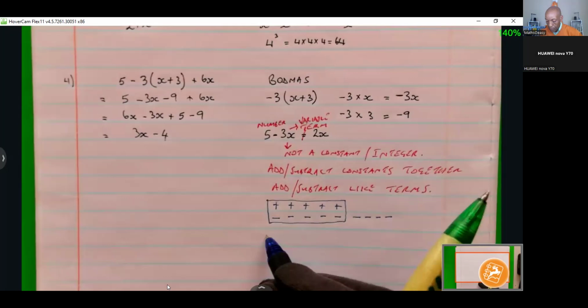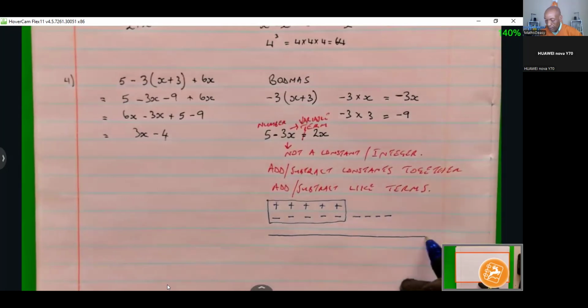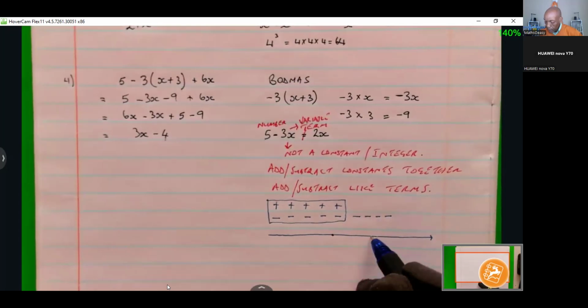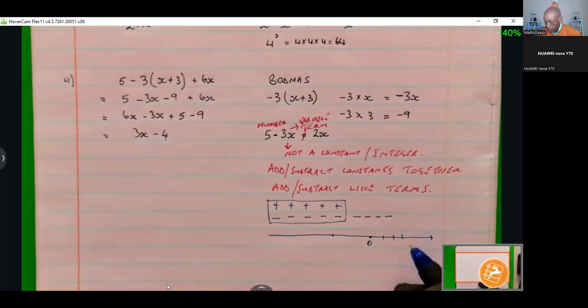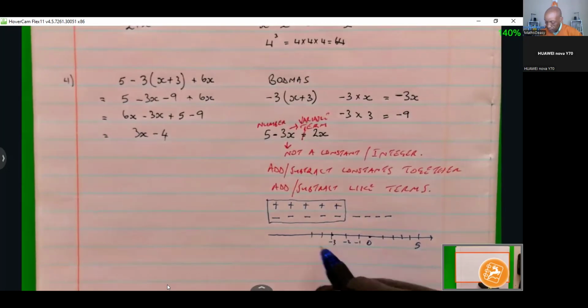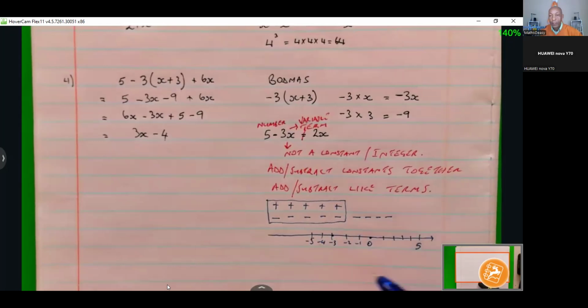Okay, so what did we do? We said, there it is. So we put numbers there. Let's say this is 0. Then that's 1, 2, 3, 4, 5. And then -1, -2, -3, -4, -5.